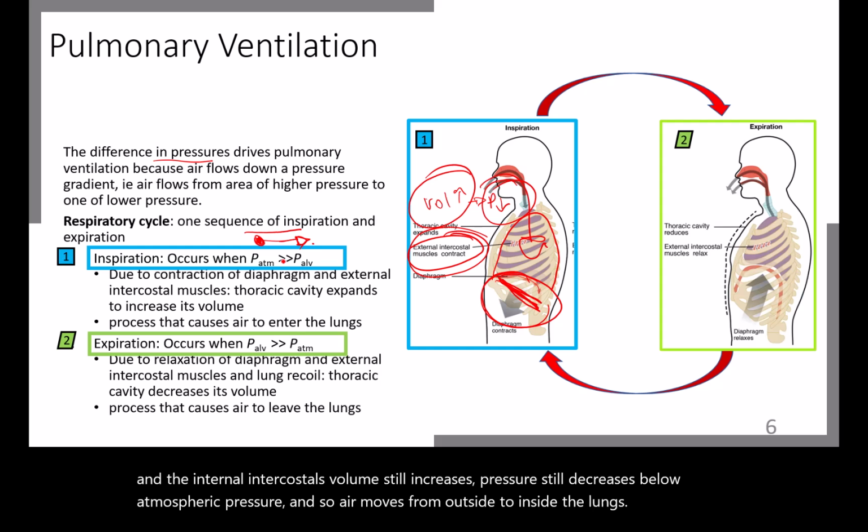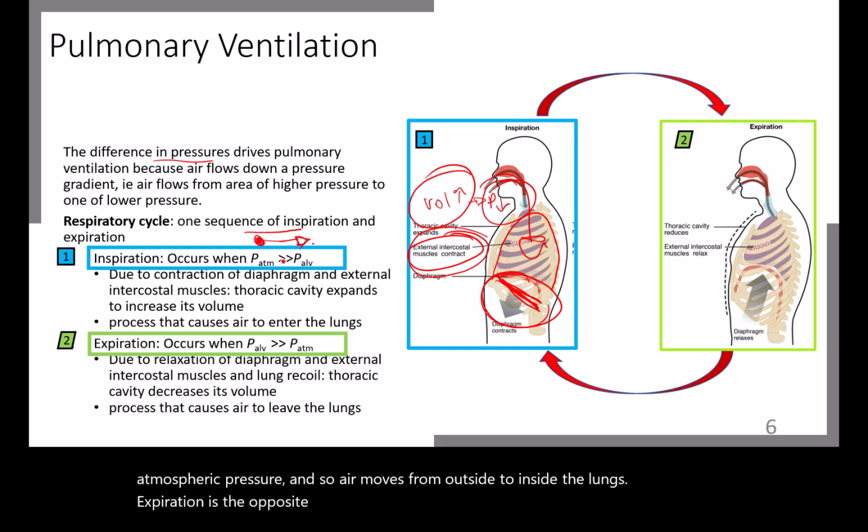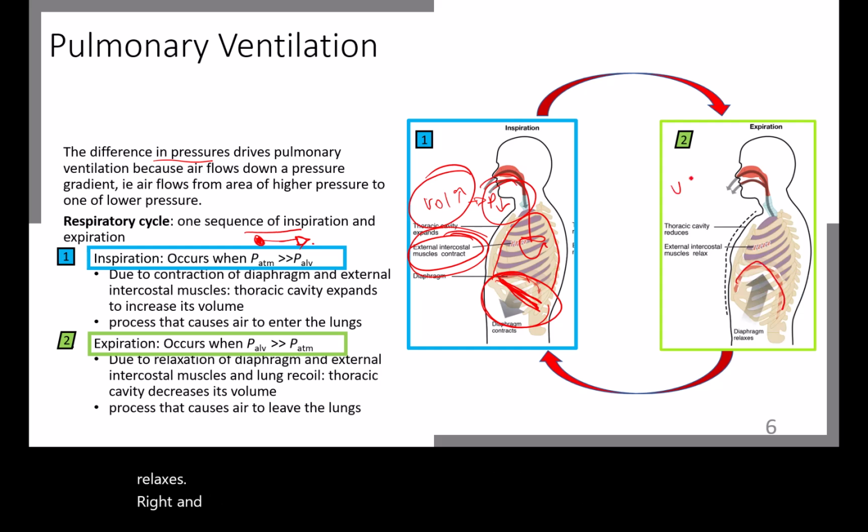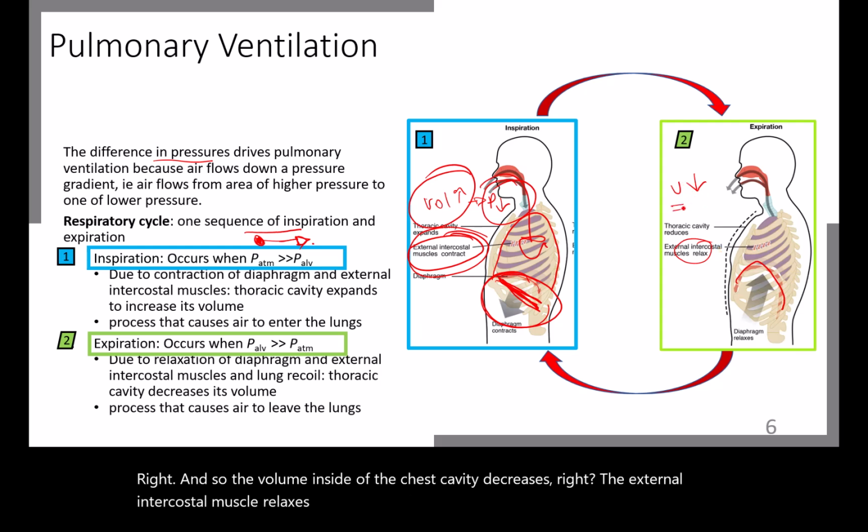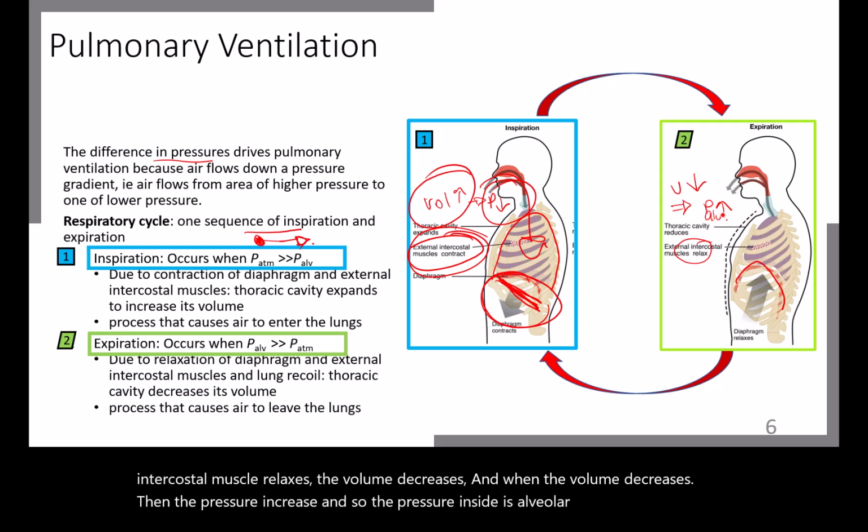Expiration is the opposite process. So in expiration, what happens is the diaphragm relaxes, right? And so the volume inside of the chest cavity decreases, right? The external intercostal muscle relaxes, the volume decreases, and when the volume decreases, then the pressure increases.